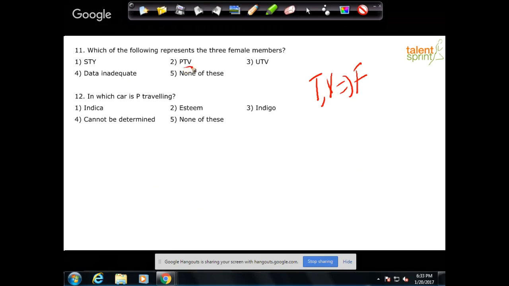So the answer could be 2nd or 3rd, but we do not know whether P or U is a female. Therefore, once again, the answer here would be data inadequate, because we know that T and V are females, but we don't know whether P or Q is a female. Big question there. Therefore, the answer here, like Anurag and Anil have said, is data inadequate. In which car is P traveling? We know that P is traveling in the car in which there are 3 people, and P is therefore traveling in Indica.